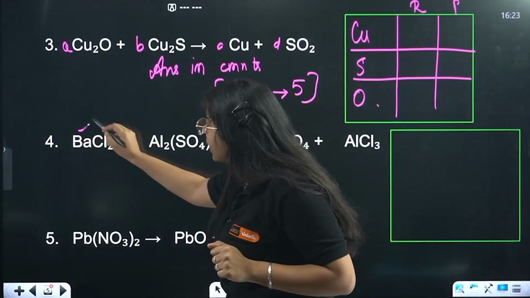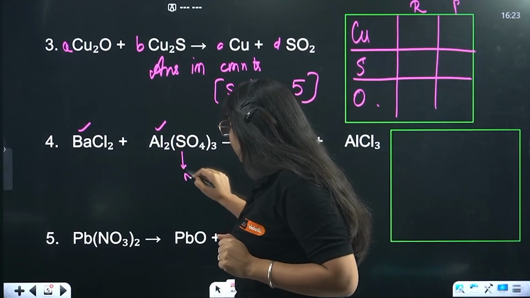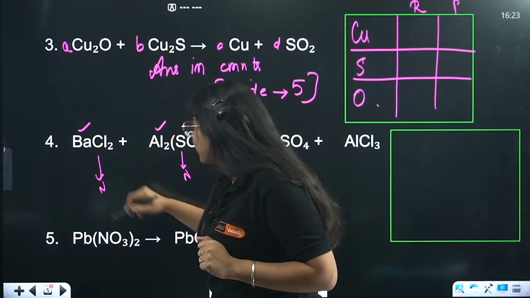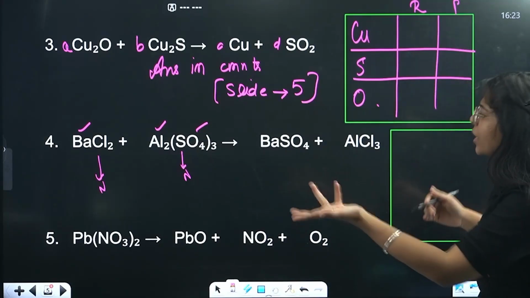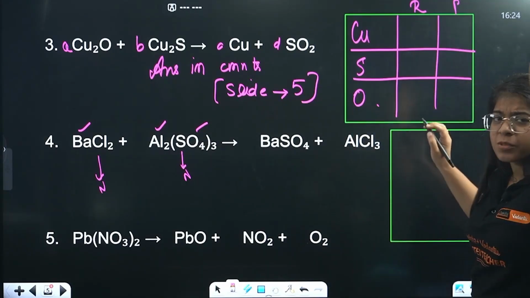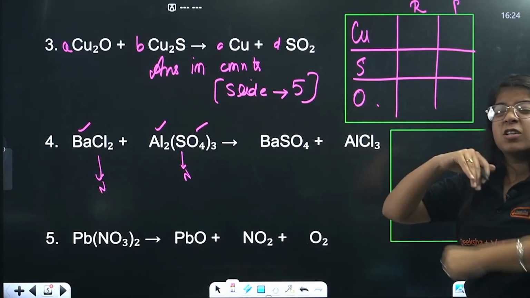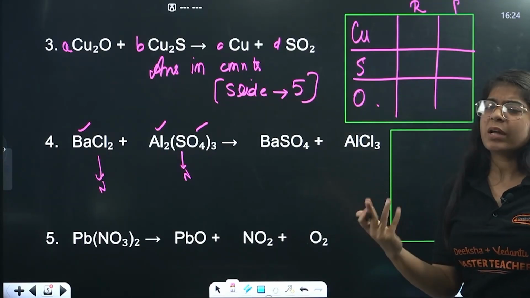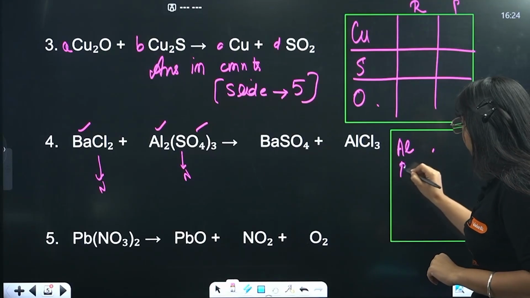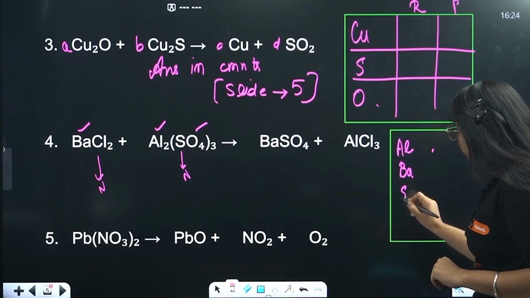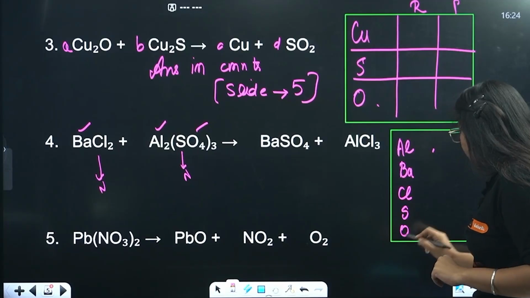Barium is the metal, aluminium is also a metal, sulfur is a non-metal, chlorine is also a non-metal, and then we have oxygen. Done? So I'll just write it in any possible manner. You don't have to think about whether to write barium first or aluminium first. Out of metals you can write anything. So let's write aluminium, barium, sulfur, chlorine, oxygen.